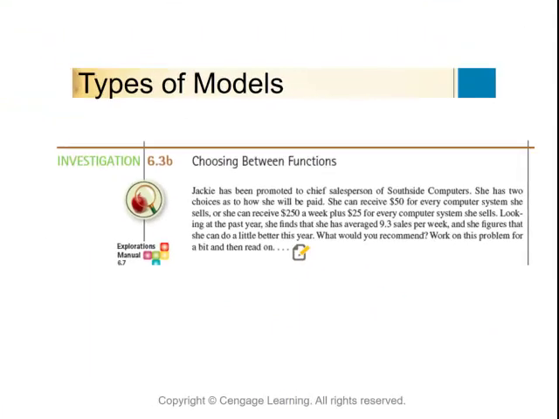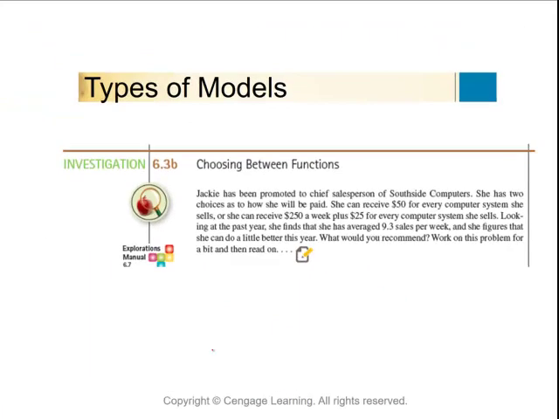Let's look at a new word problem. So we've got Jackie. She's got 2 choices here. She can say, we're selling computers, so let's let x be equal to the number of computers.